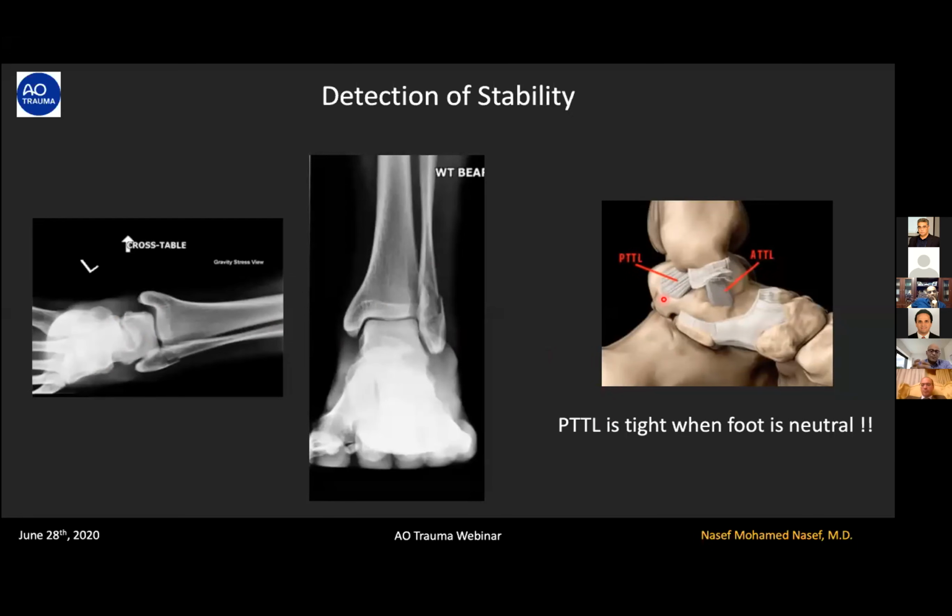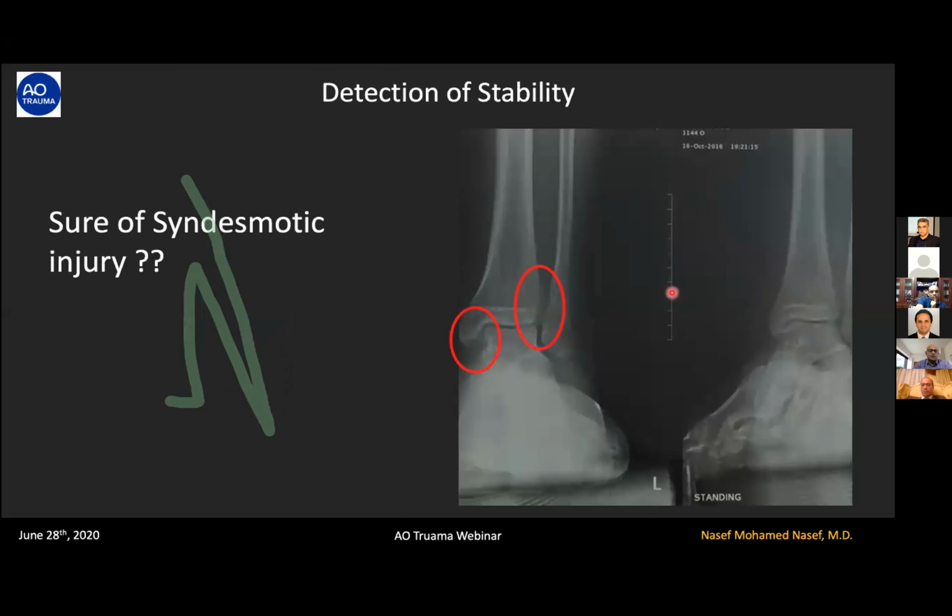4A is a partial tear of the deltoid. A 4B is a complete tear of the deltoid involving the PTTL. So in my point of view, and in some other authors, the weight-bearing X-ray, if the patient can bear weight, is a better view to demonstrate the stability, and hence your method of fixation for these patients.